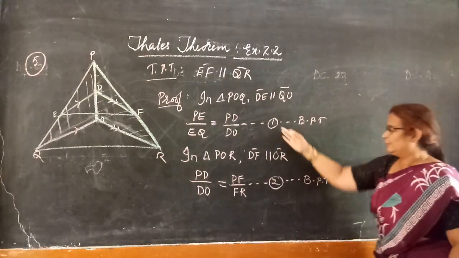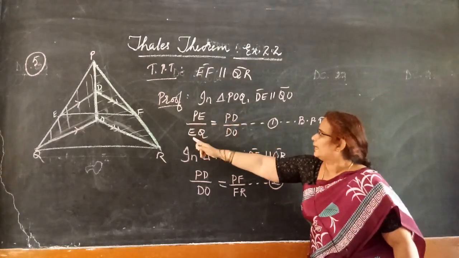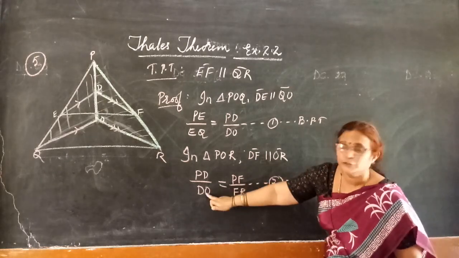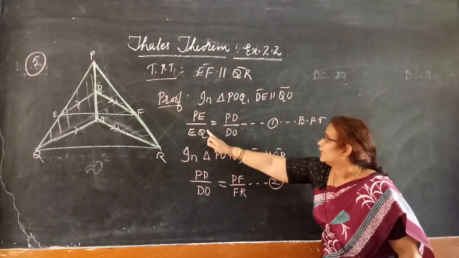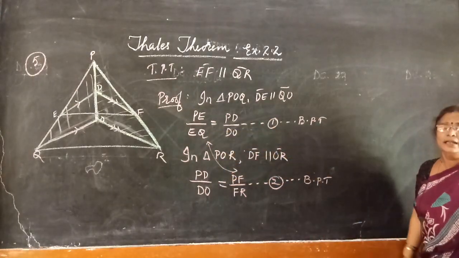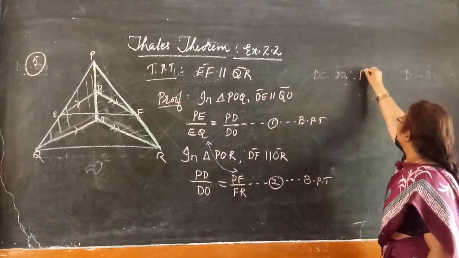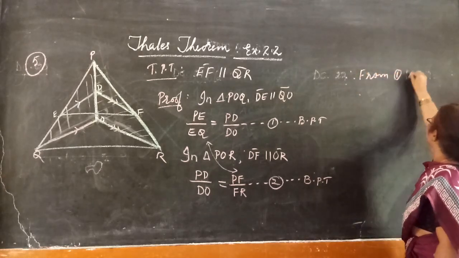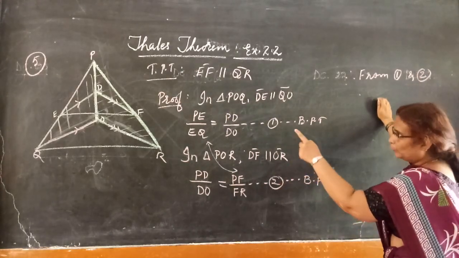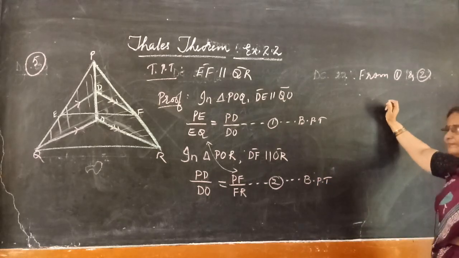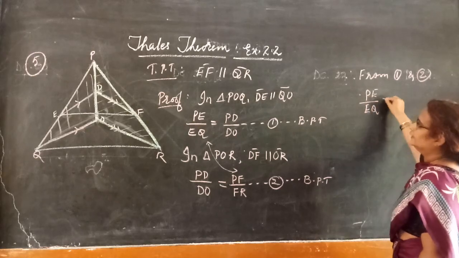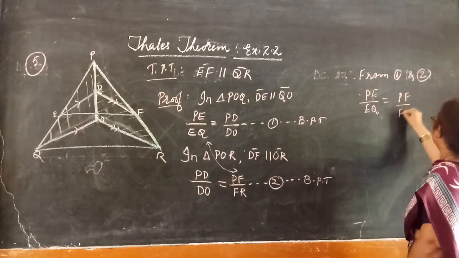Now compare equation 1 and 2. PE by EQ is equal to PD by DO and PF by FR is equal to PD by DO. Things which are equal to the same thing are equal to one another. Therefore, these two ratios are equal. Therefore, from 1 and 2, PD by DO is equal to both the ratios PE by EQ and PF by FR. Therefore, PE by EQ is equal to PF by FR.